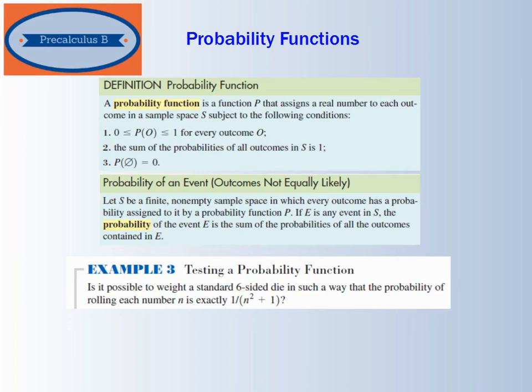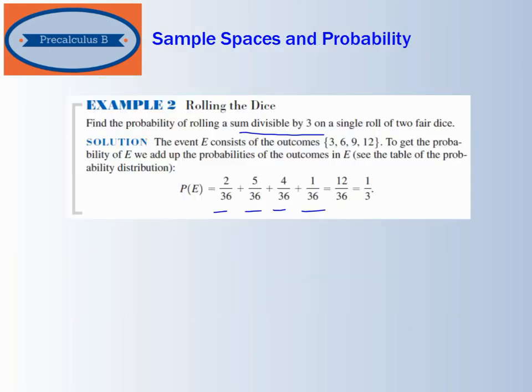All right. So if we say the probability of an event where outcomes are not equally likely, we can say let S be a finite, non-empty sample space in which every outcome has a probability assigned to it by a probability function P. So there's some function that assigns these probabilities. If E is any event in S, then the probability of event E is the sum of the probabilities of all of the outcomes contained in E. All right, and so when we talked about the previous problem, finding a sum divisible by 3, we said E, our event, is having a sum divisible by 3, all right?